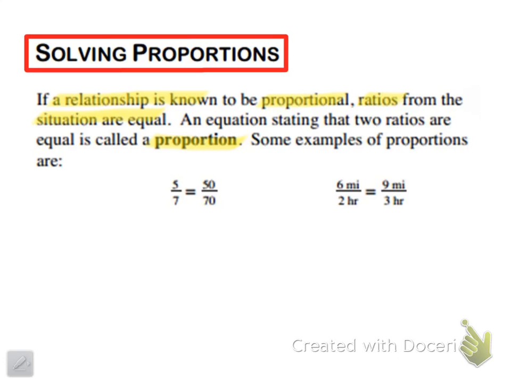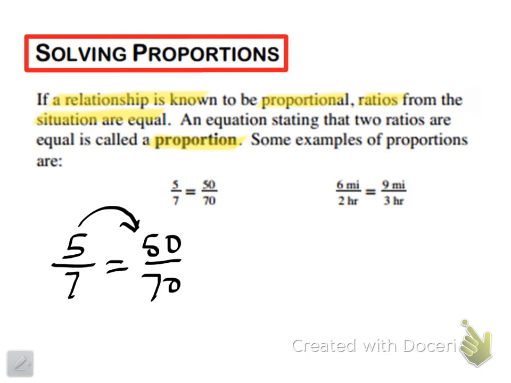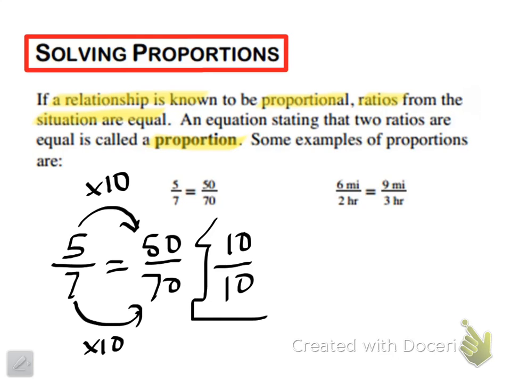So you'll notice we have 5/7 is equal to 50/70. Now, if you're wondering why these are equal, we'll take a look. 5 times what is 50? Good, 10. 7 times what is 70? 10. Great, so the multiplicative identity here tells us that if we're multiplying by 10 over 10, we're just multiplying by a giant 1. So these are a proportion.